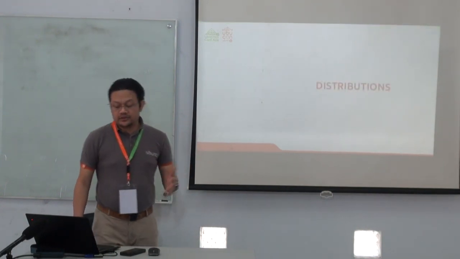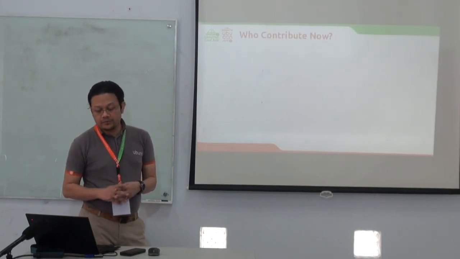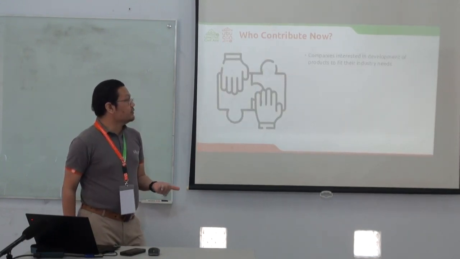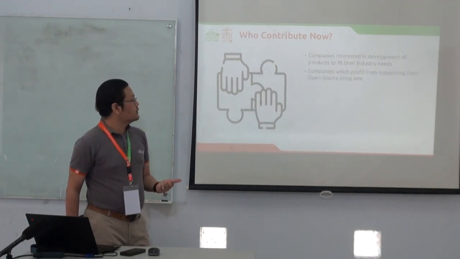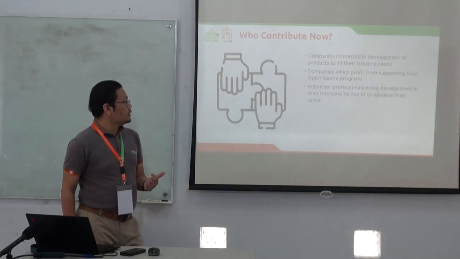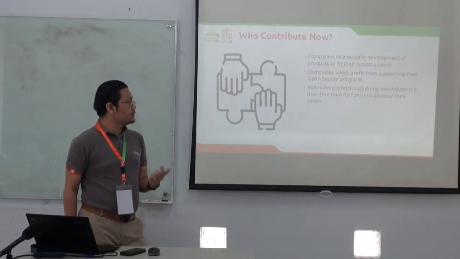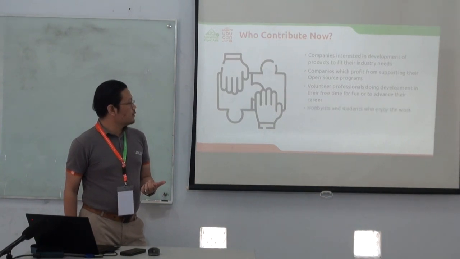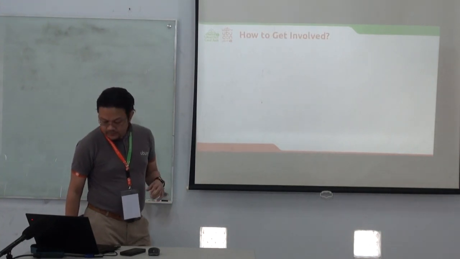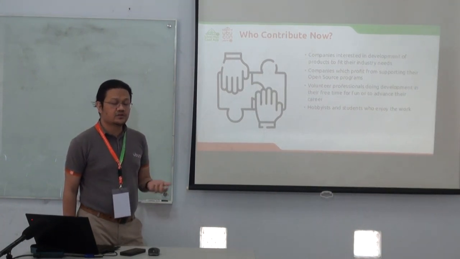Okay, I want to talk about distributions. It means the distributions who are currently contributing to open source, right? So there is a company interested in development of a product to fit their industry needs. Companies profit from supporting their open source program. There are also volunteer professionals doing development in their free time for fun or to advance their career. Hobbyists and students who enjoy the work. Okay, these are among those who are currently contributing to open source, but there are more.